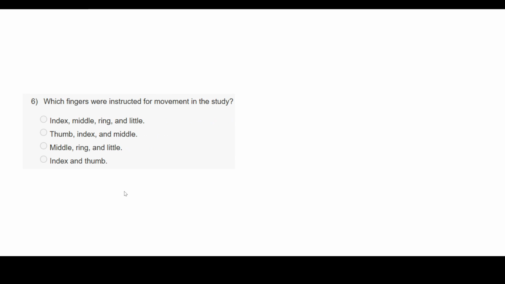Which of the fingers were instructed for movement in the study? Index, middle, ring, little, thumb, index, middle, ring, and little, index, and thumb.